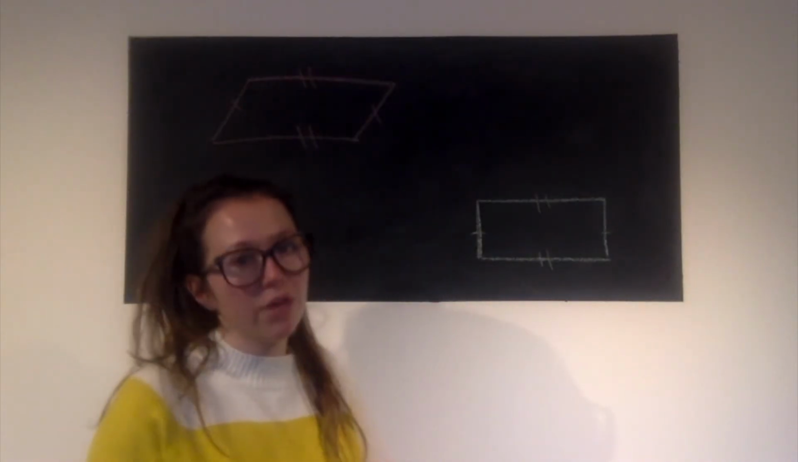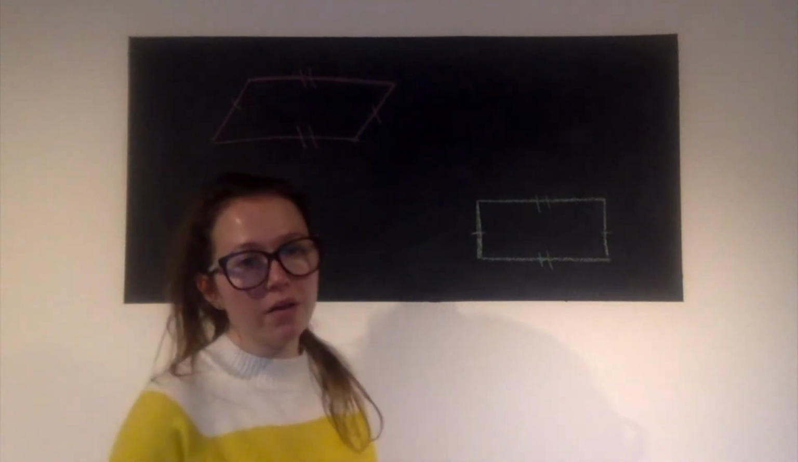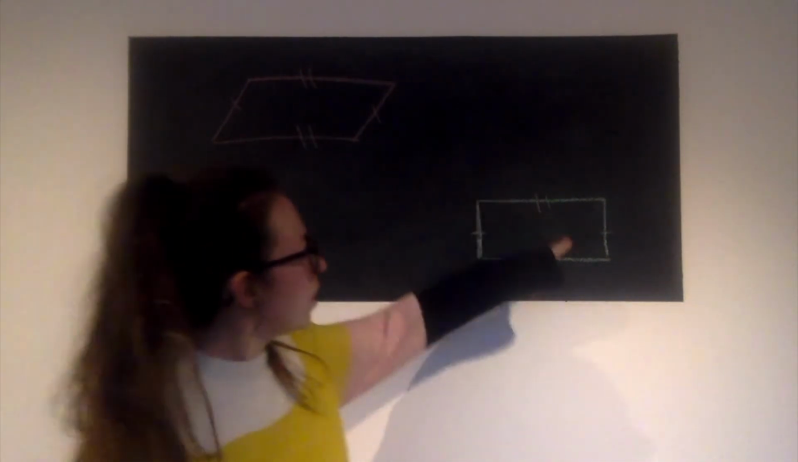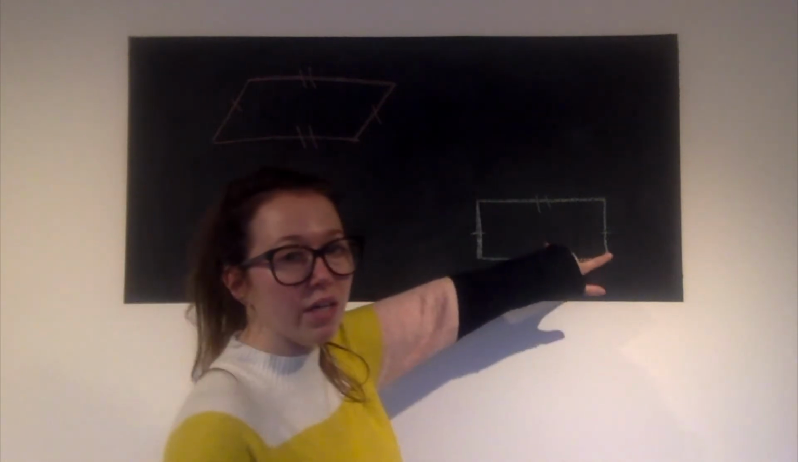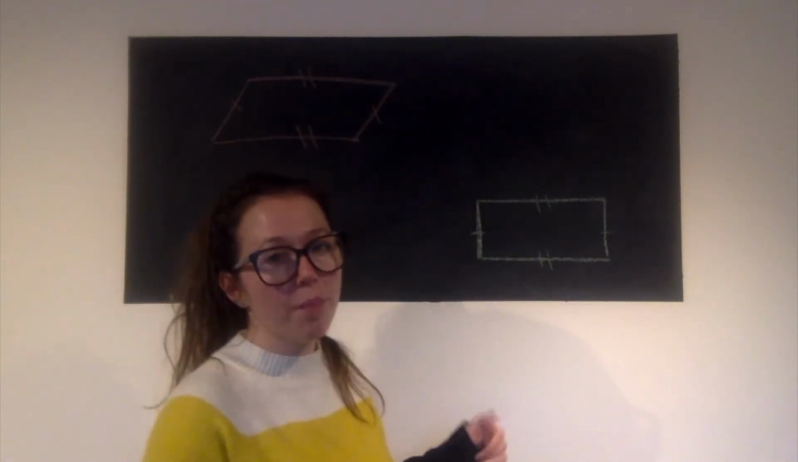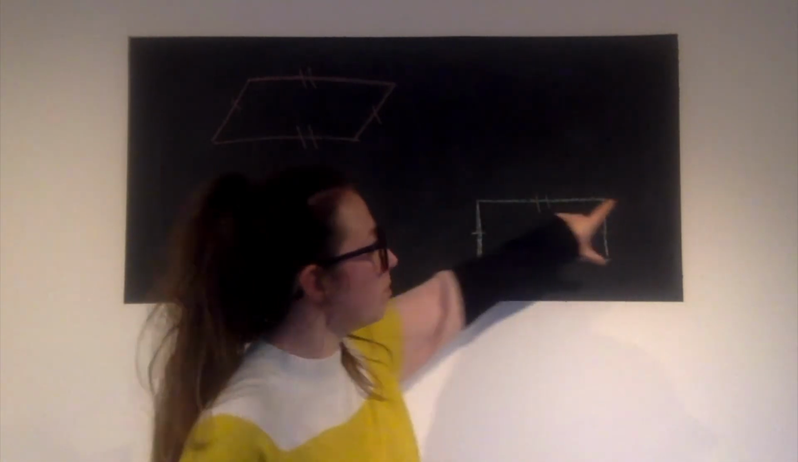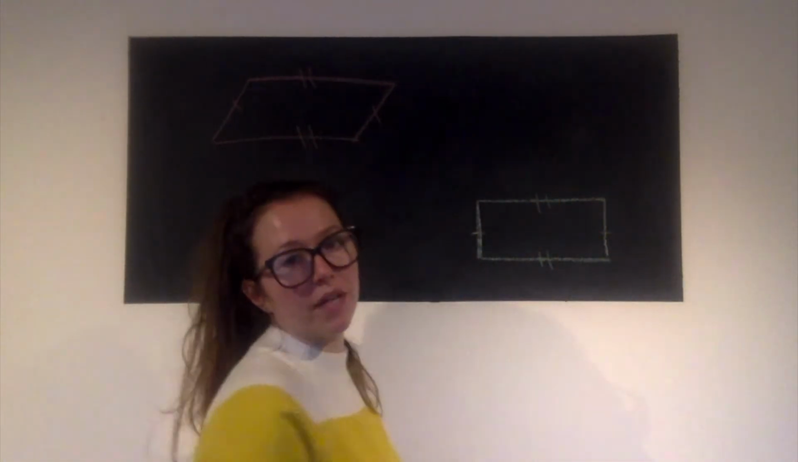Hopefully you can identify which of the shapes I've drawn is a parallelogram and which is a rectangle. This we know is a rectangle. It's got four sides, two sides opposite each other are equal, and we can also say they are parallel. So there are two pairs of parallel lines. This pair, they're never going to meet, and this pair, they're parallel.